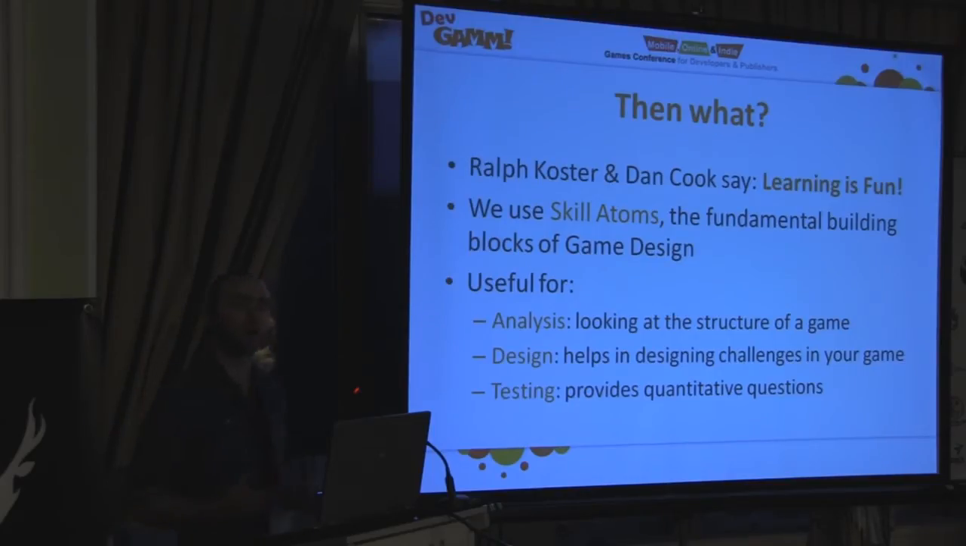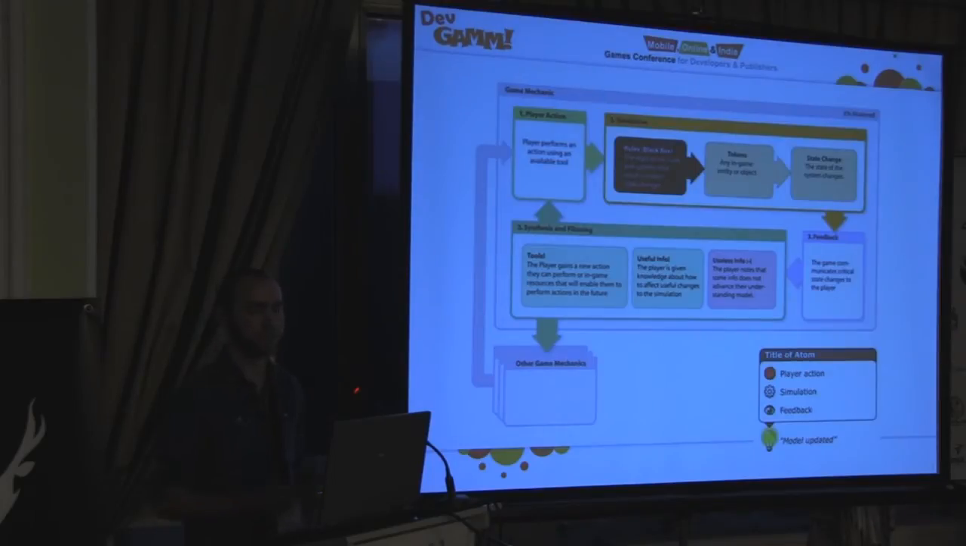So then the question is, what are skill atoms? This is basically an overview of what a skill atom consists of. It starts off with a player performing an action.